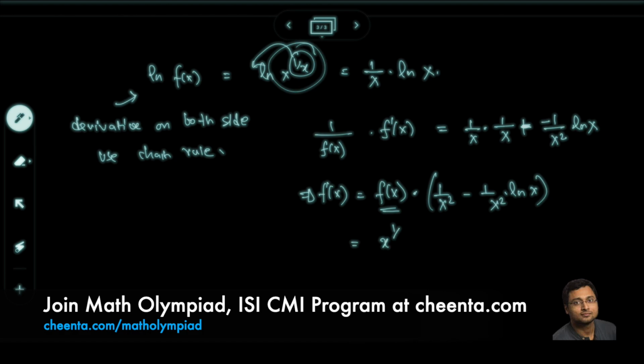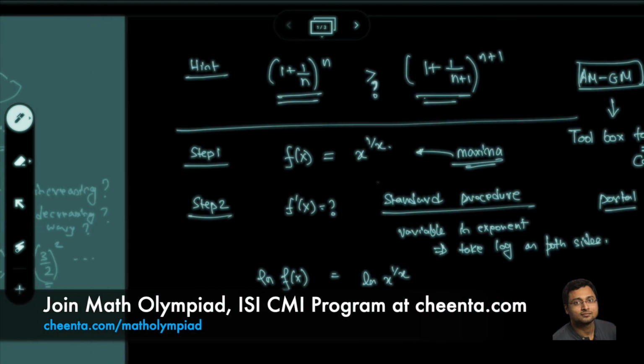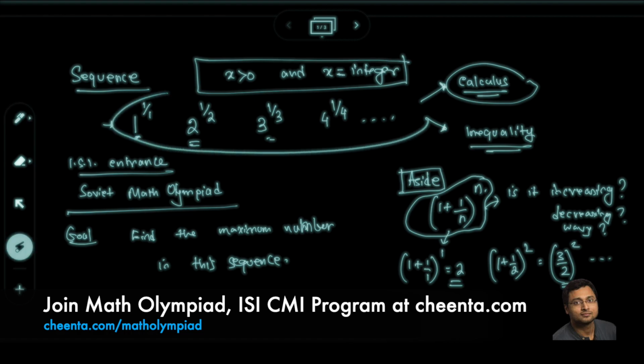Now f of x is simply x to the power 1 over x. So x to the power 1 over x by x square, I can take this 1 over x square as common, 1 minus ln x. So we get the derivative: f prime x is x to the power 1 over x minus 2 times 1 minus ln x. To be fair, if you look at the problem, we are only worried about x greater than 0 and x as integer. We are only worried about this particular case because we are interested in this sequence.